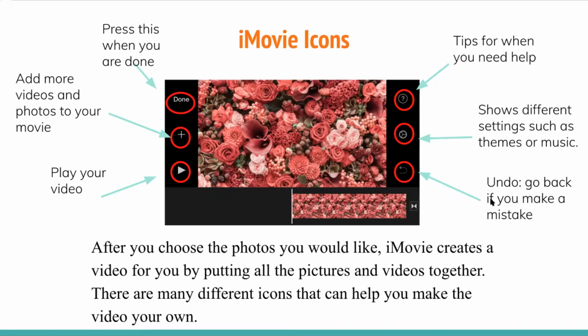Over to the right, that undo button looks like a reverse arrow that curves back. Undo means you just undo. If you make a mistake, it undoes it, and you can start over again, just one step at a time. That little gear icon shows different settings such as themes or music. And that top right icon with the question mark is a tips button for when you need help. After you choose the photos you'd like, iMovie creates a video for you by putting all the pictures and videos together. And as we went over, there's a lot of different icons to help you make your video.